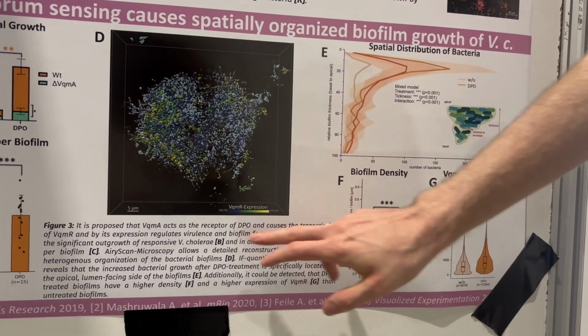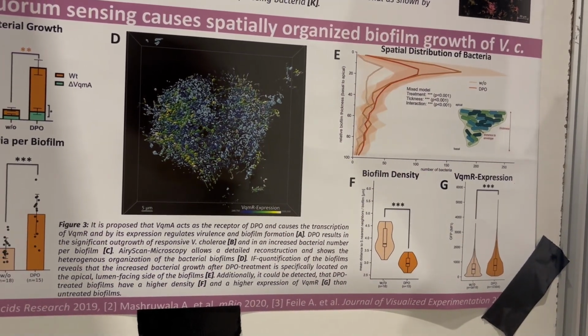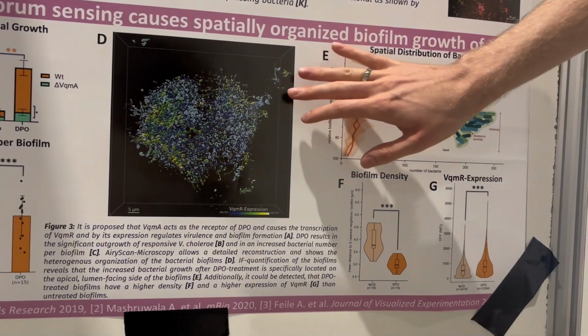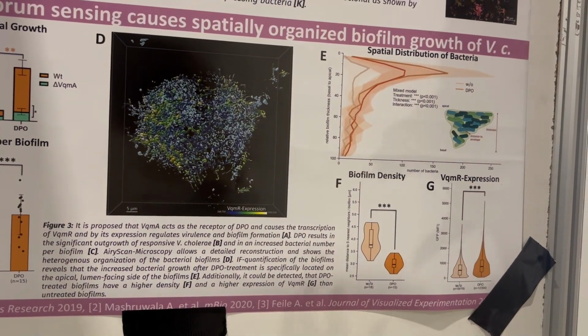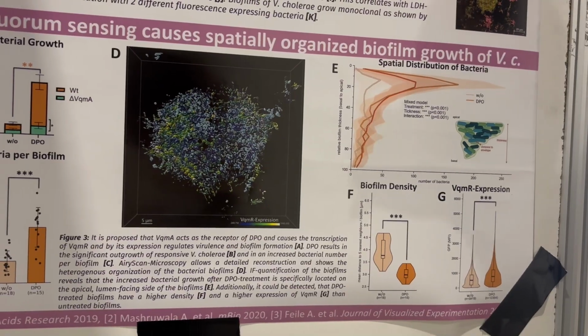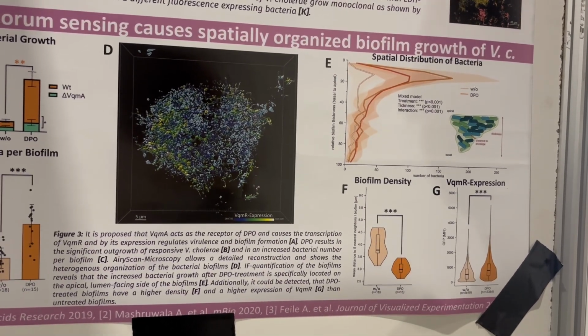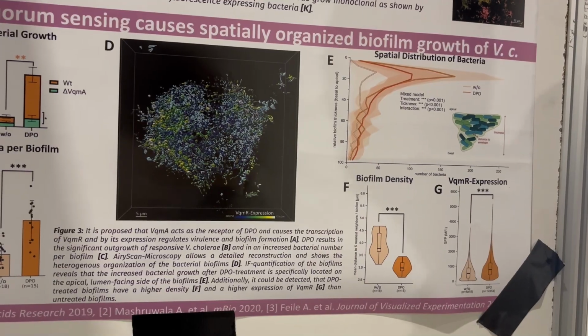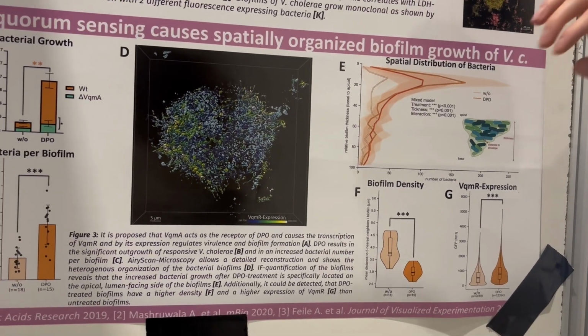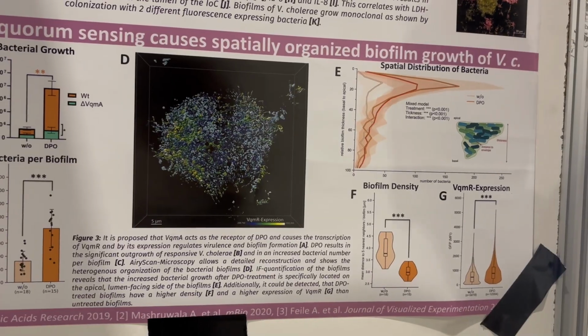And we now looked into VqmR expression, which is dependent on the DPO signaling. And you can see that this expression of VqmR really is very heterogeneous. So some bacteria are responding, some are not responding. And we can see that this response is spatially separated. So it's mostly the apical bacteria in the biofilm responding. And those are also the bacteria that then have this massive outgrowth in their biofilm.